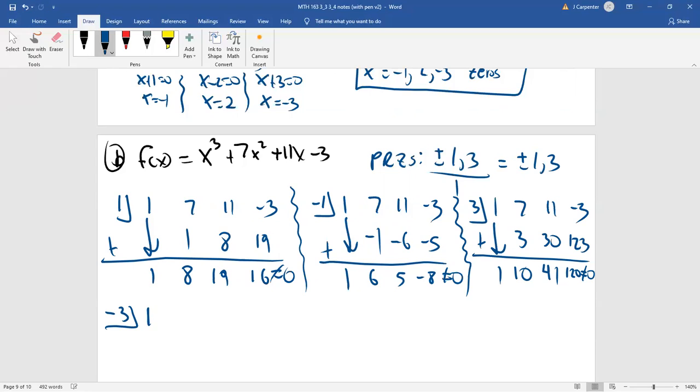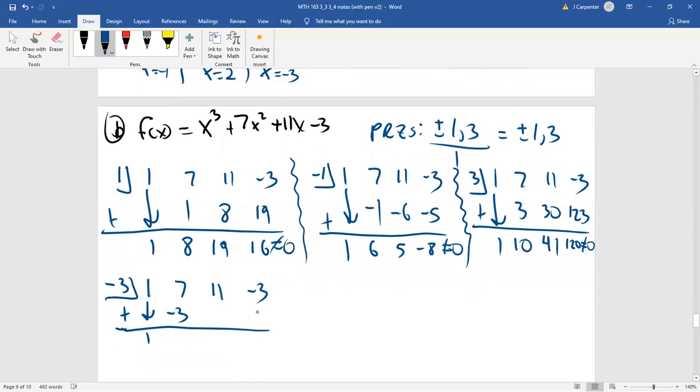All right, fingers crossed. 1, 7, 11, negative 3, space, plus sign. Bring down the 1. 1 times negative 3 is negative 3. 7 minus 3 is 4. 4 times negative 3 is negative 12. 11 minus 12 is negative 1. Negative 1 times negative 3 is positive 3. Oh, look at that. We got our 0. Whew. Wipe the sweat off your forehead. We made it.